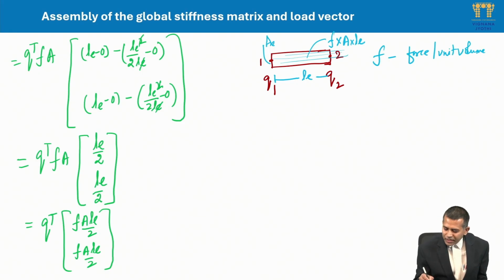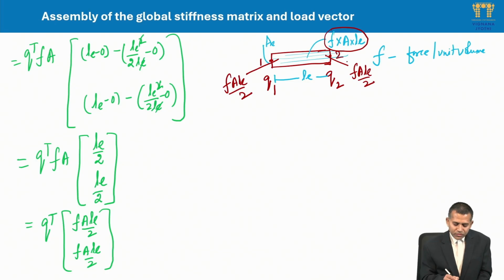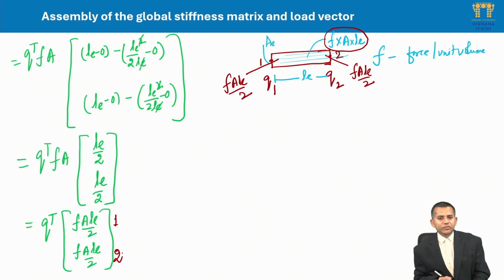Now this f A LE, half of this body force is shifting to node 1, so half of this body force, that is nothing but f A LE by 2. So that is shifting to node 1, and the remaining half f A into LE by 2 is shifting to node 2. So that is the meaning of writing this body force expression, where f A LE by 2. So this value is at node 1 and this value is at node 2. So this is the body force vector for a given element.